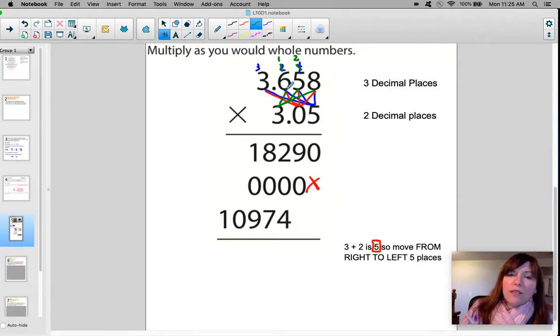And then 3 times 6 is 18, plus 1 is 19. This 3 is old, so that's why you have the 9 here. 3 times 3 is 9, plus 1 is 10. So that's how you got these numbers down here.